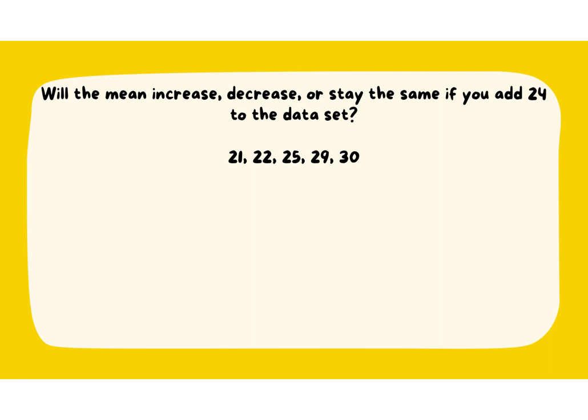For our third example, we're asked, will the mean increase, decrease, or stay the same if you add 24 to the data set? So first things first, our mean for our original data, if I add those together, is 127 divided by 5, which would give me a mean of 25.4.